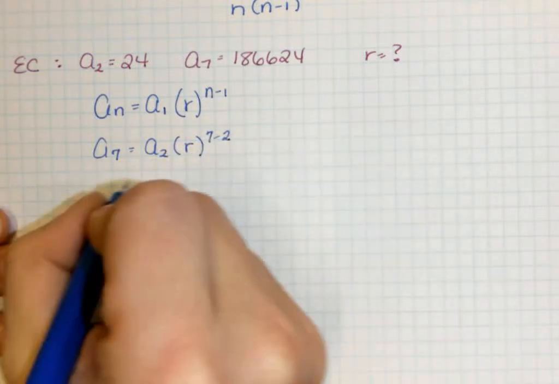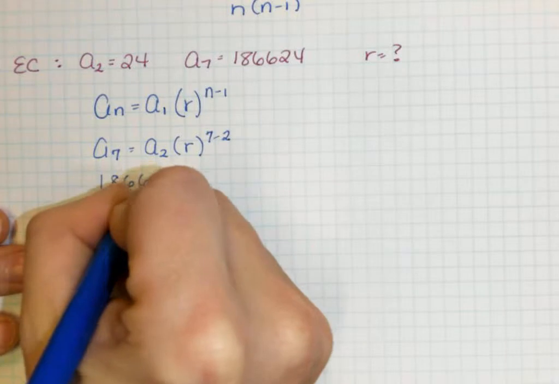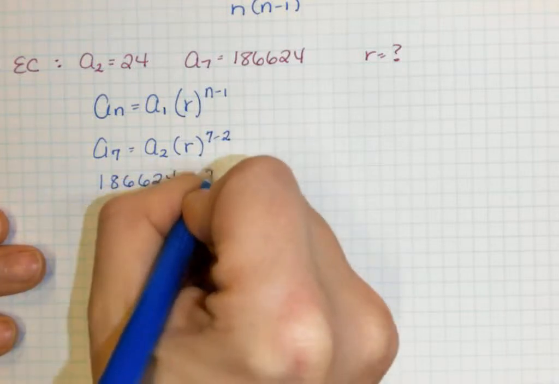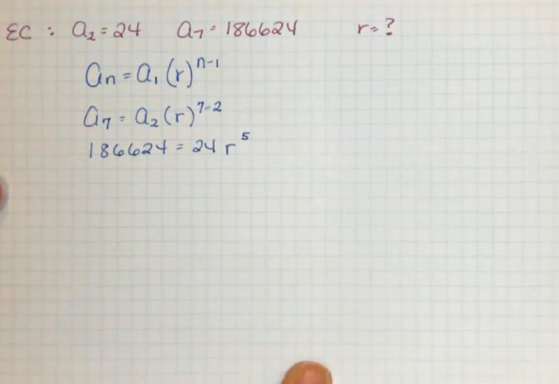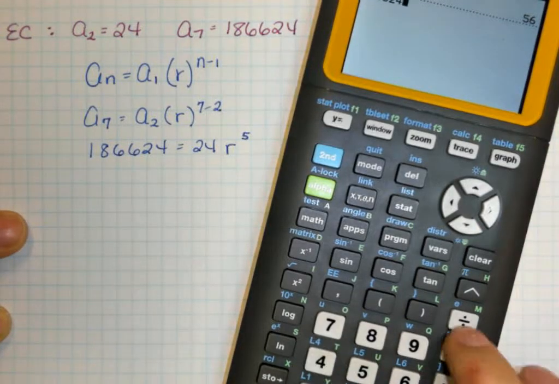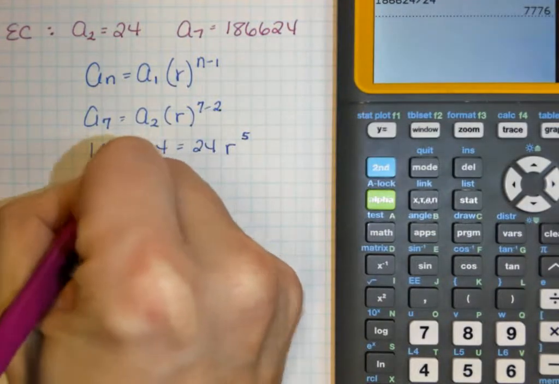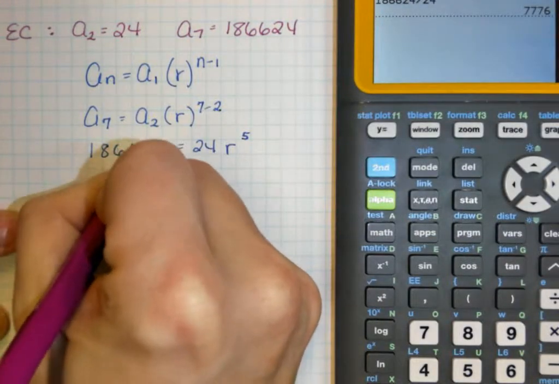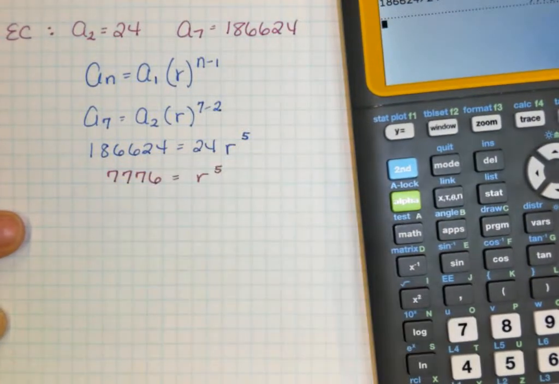7 minus 2. So I have 186,624. It's 24 times R to the fifth. How do I start solving this? Divide by 24. So I have no idea what that is. Let's see. 186,624 divided by 24. So now I have 7,776 equals R to the fifth.